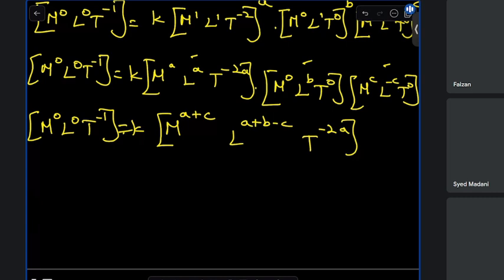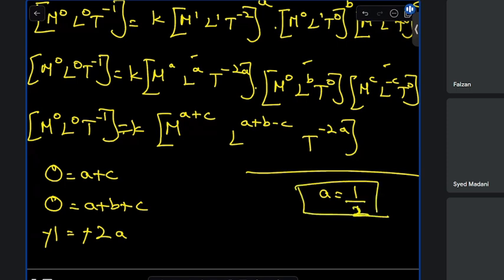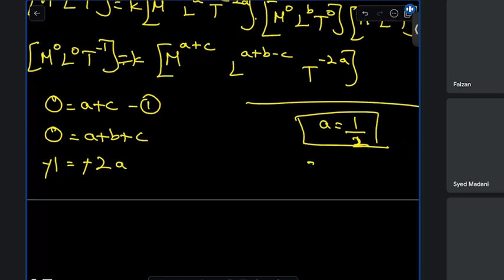So M: left hand side was 0, right hand side was a plus c. L: left hand side was 0, right hand side was a plus b minus c. T: left hand side was minus 1, right hand side was minus 2a. Minus minus gets cancelled. I got the answer for a as 1 by 2. Okay. Now using the first relation, a will be equal to minus c, correct? So a is equal to 1 by 2, c will be equal to minus 1 by 2.